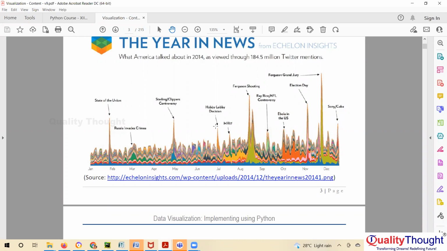If I had taken the top 10 and presented them in decreasing order, even though the Ferguson grand jury is at the end of November or December, I could have presented it at the beginning if I wanted to show which is most talked about. But here I'm not doing that. When I say I, it's the graph. It is showing you on the basis of time how things are happening. This is an example of a time series graph.